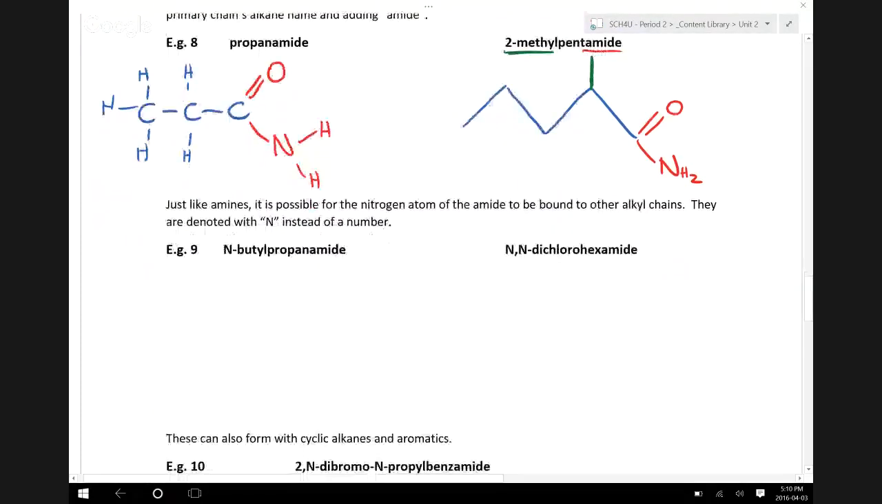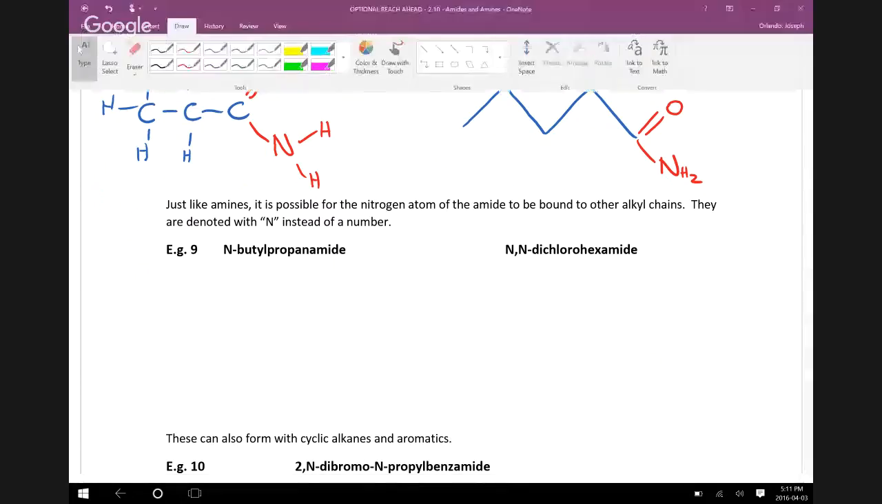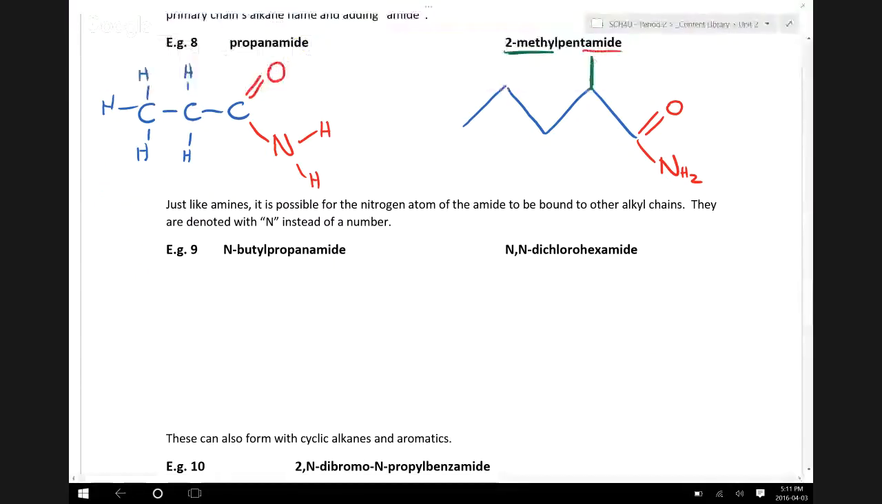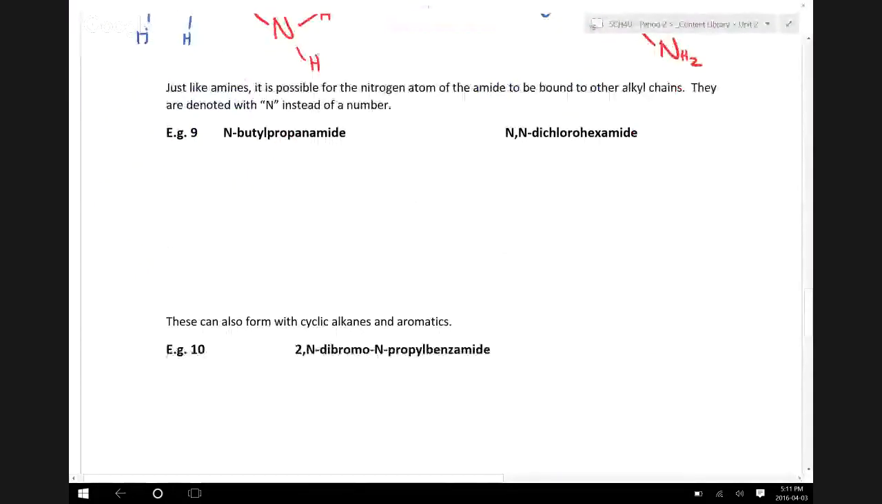But just like amines, it's possible that the nitrogen atom of the amide can have other alkyl chains on it. And again, instead of giving them the number of the carbon, in this case, we would denote them with an N to say that particular side group is on the nitrogen chain. So here we have N-butyl propanamide.